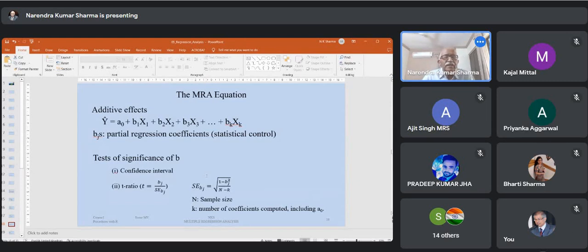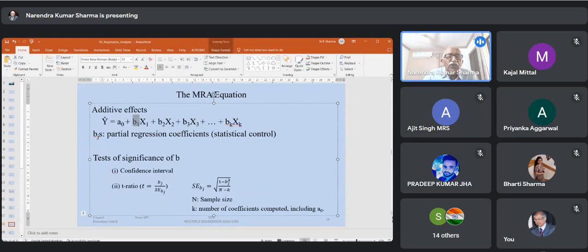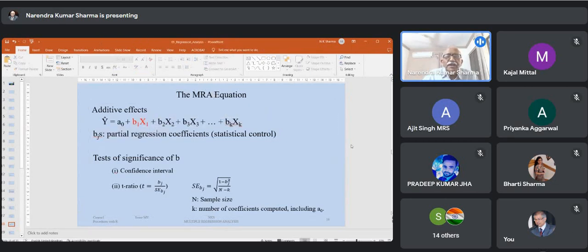So the meaning is that when we talk about b1x1, that means all other variables are constant. They do not contribute to the correlation between x1 and y hat. So the correlation between x1 and y hat is partialled out, or all other variables are partialled out. They do not affect this relationship. That is why in the multiple regression equation, the bj's, the parameters or beta coefficients, are partial regression coefficients.